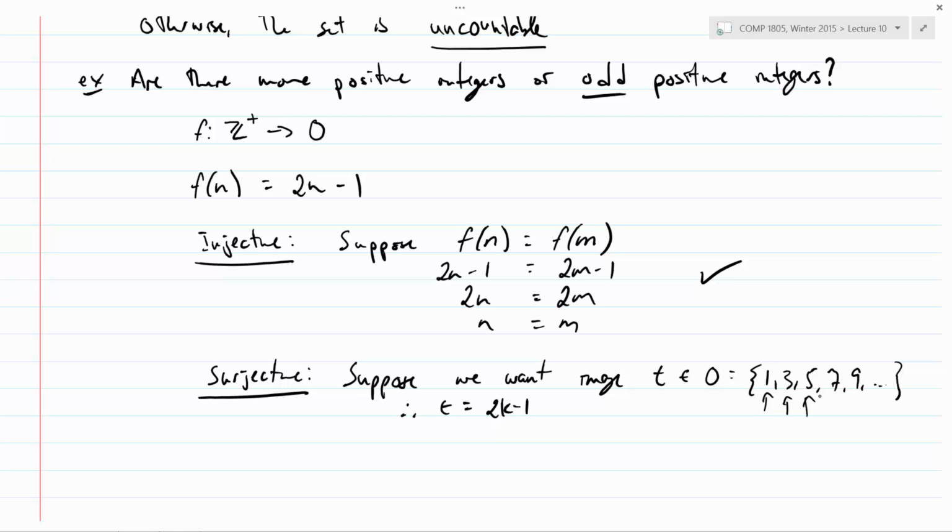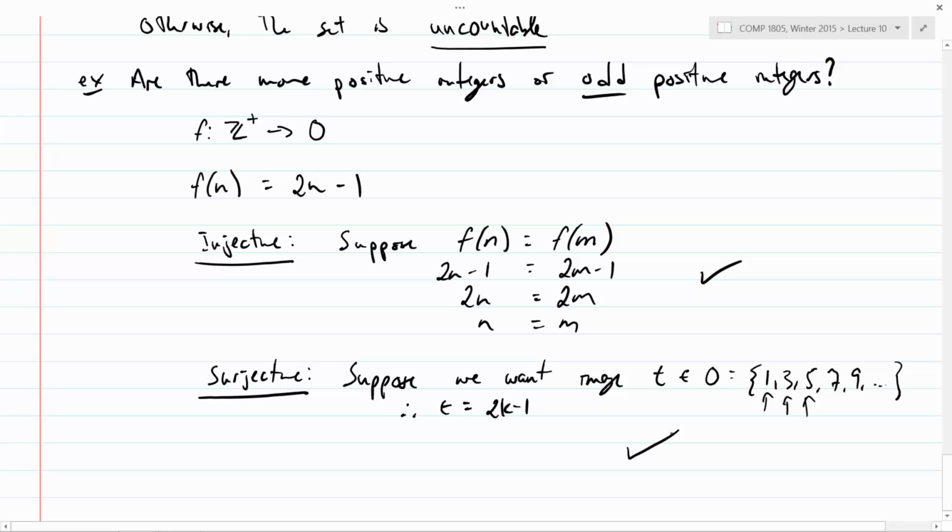So if you want, say, 1, you put in some value. If you want 3, you put in some value, right? The value you put in for 1 is 1. And then you'd have 2 times 1 minus 1 is 1. If the value you wanted was 3, you would put in 2. And then you'd have 2 times 2 is 4, minus 1 is 3. If the value you wanted was 5, you would put in 3. And then you'd have 2 times 3 is 6, minus 1 is 5. Okay? Therefore, yes, it is also surjective.